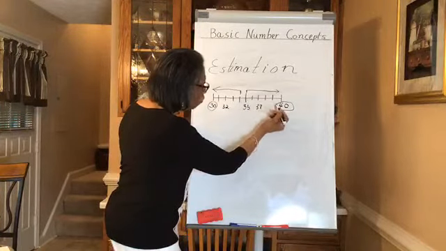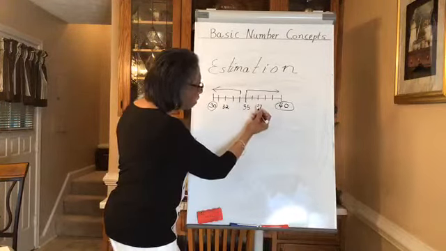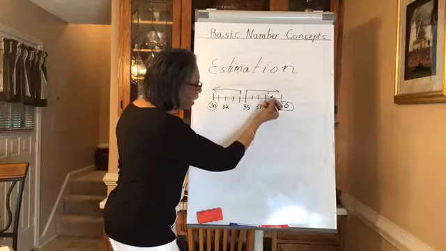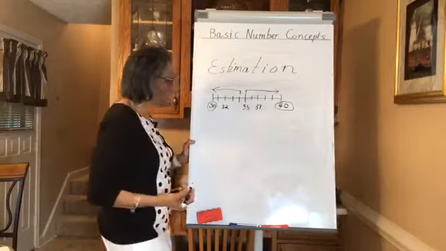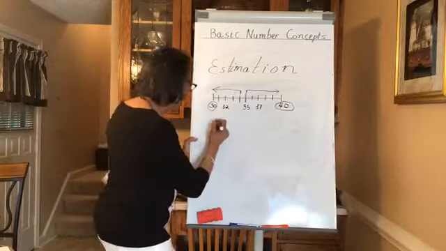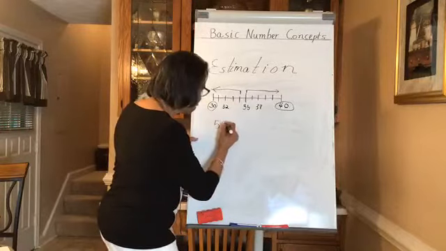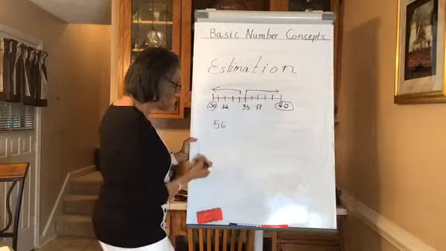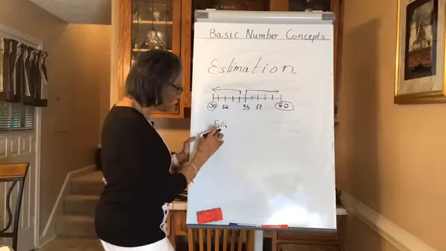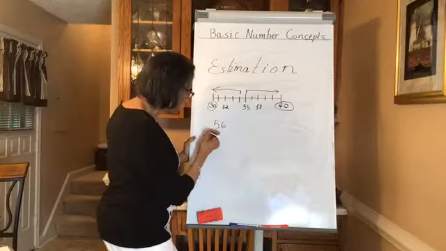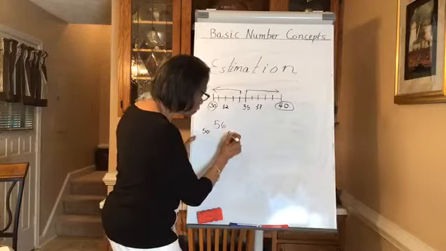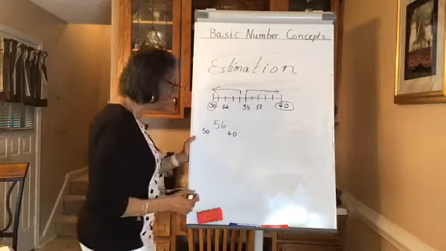36 is rounded to 40. 37 is rounded to 40. 38 is rounded to 40. And 39 is rounded to 40. All right, so without a number line, if I gave you the number 56 and told you to round it to the nearest 10, so you know that this 10 is 50, and the 10 next to it is 60. Which one would it be closer to?